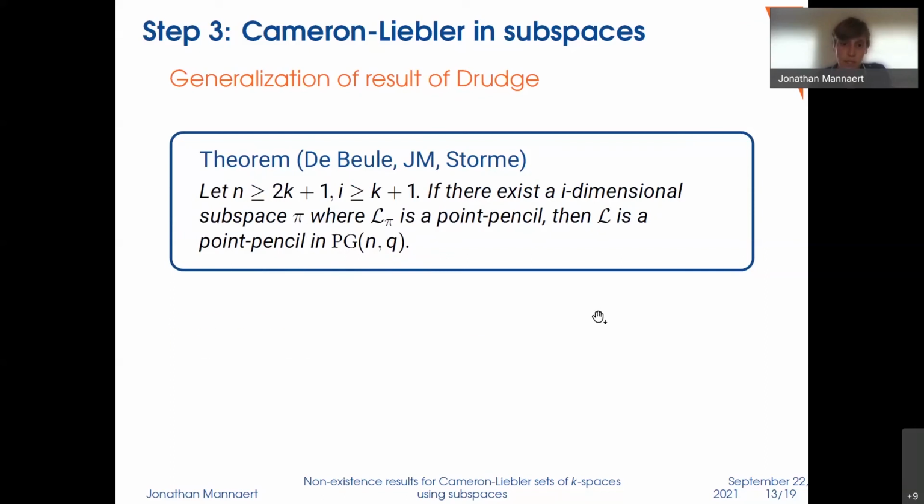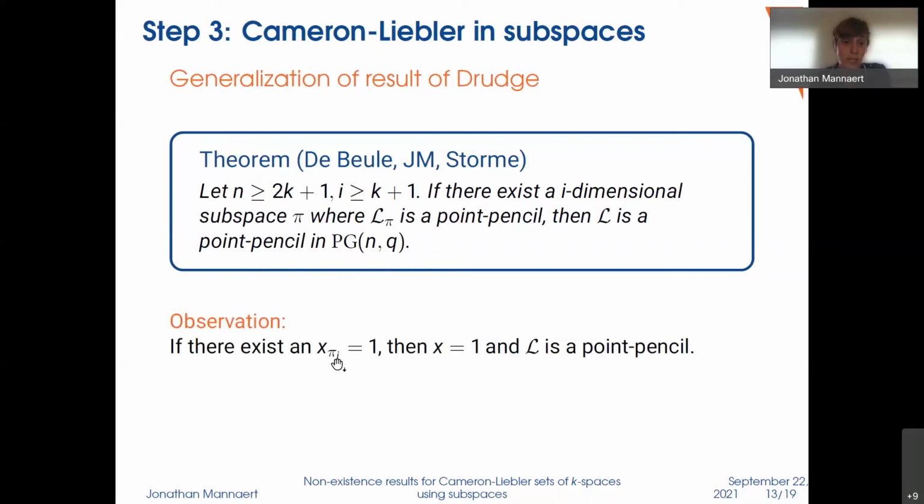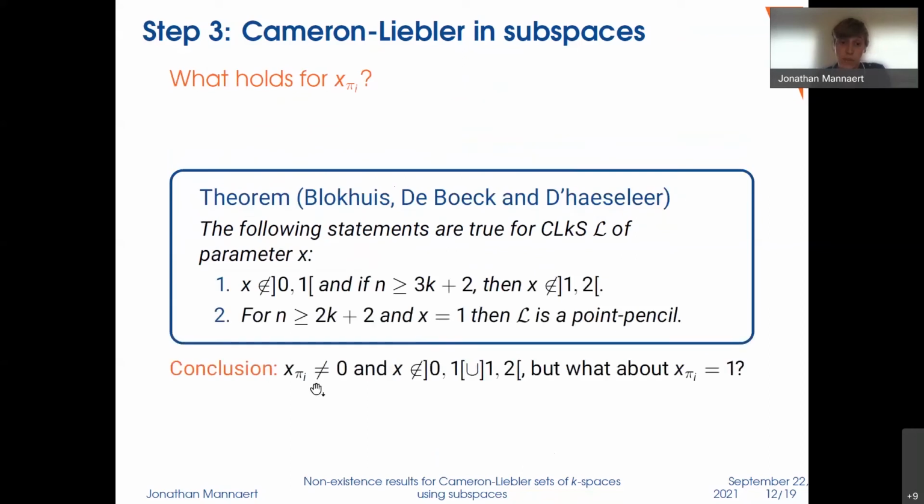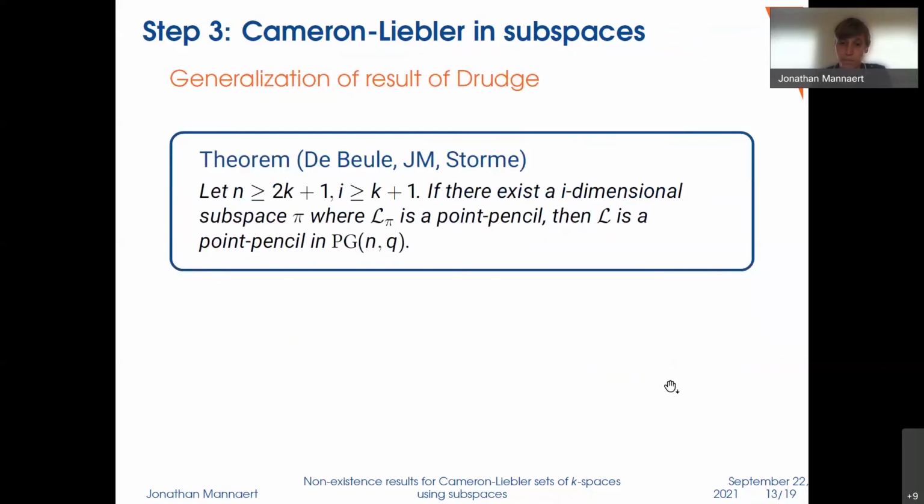This in fact means that if one of the xpi is 1, then we have a point pencil in one of the subspaces, so x should also be 1 because L is a point pencil. So the negation is that if L is not a point pencil, then xpi cannot be 1. So let us conclude that in the previous statement, xpi cannot be 0, cannot be between 0 and 1, 1 and 2, and also cannot be 1.